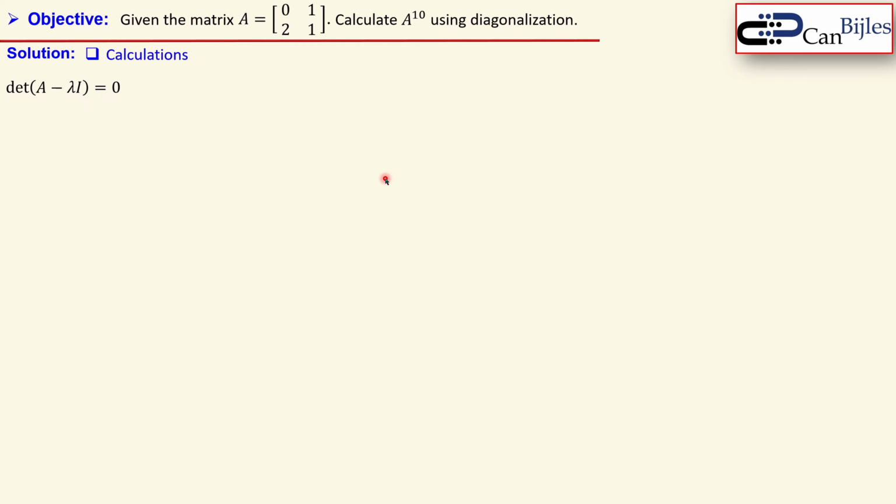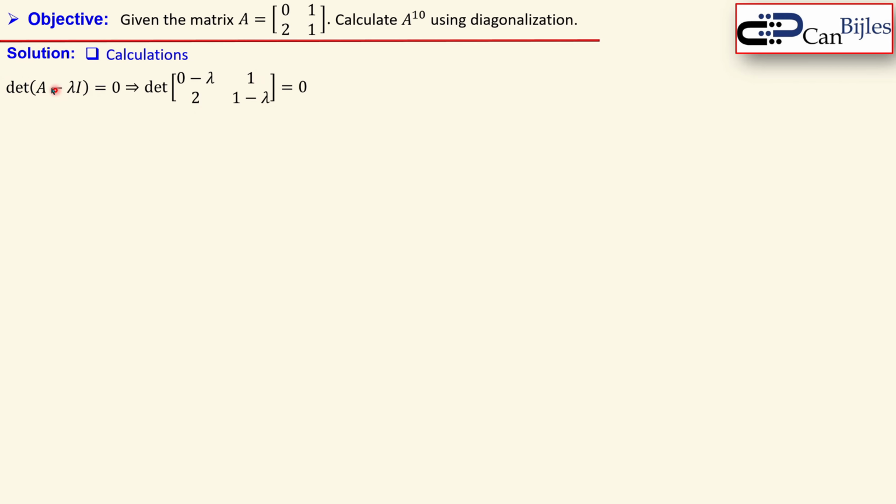So first, for the calculation, we always start with this formula where we define the determinant of A minus lambda I equal to 0 in order to get the eigenvalues first. So the first step is to determine the eigenvalues. You take A, which is this, minus the identity matrix times lambda, and then for that you take the determinant. That's actually shown here.